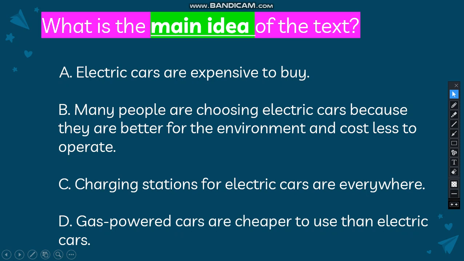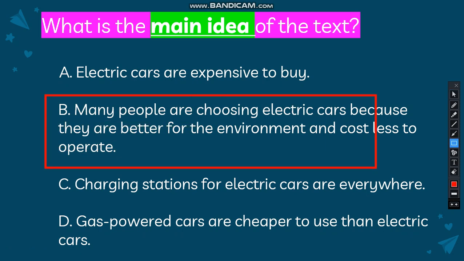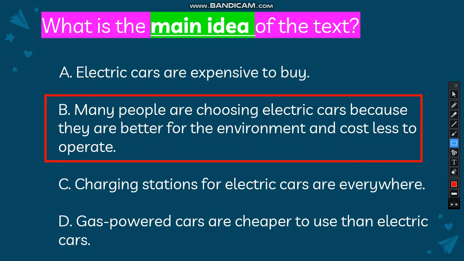If we look at the main idea, the whole text talks about many people using these cars because they are better for the environment. Other paragraphs are supportive, could be the supporting paragraphs, but they cannot be the main idea. The main idea is that electric cars are used by a lot of people because they are environment friendly, better, and cost less to operate.